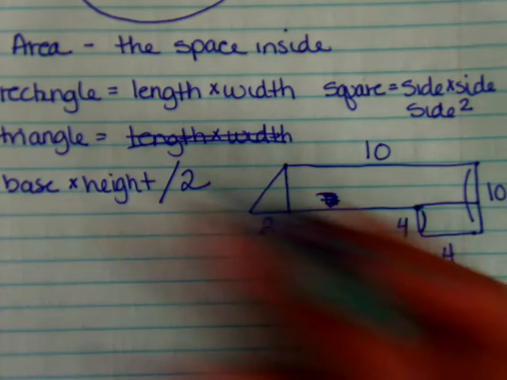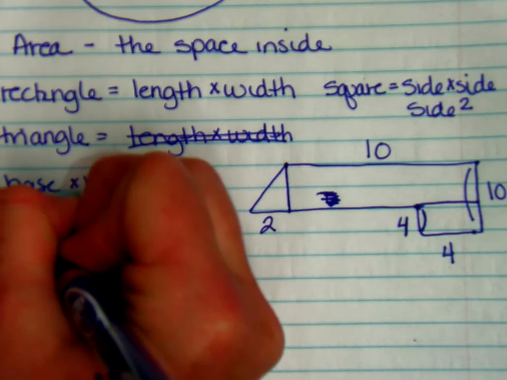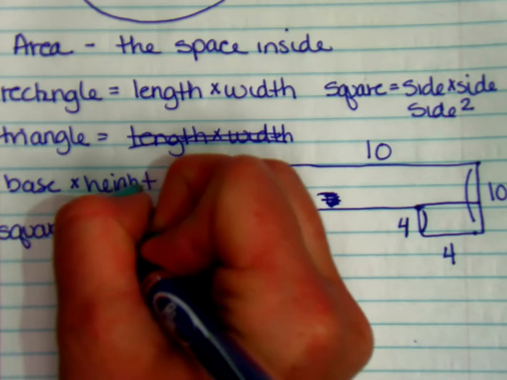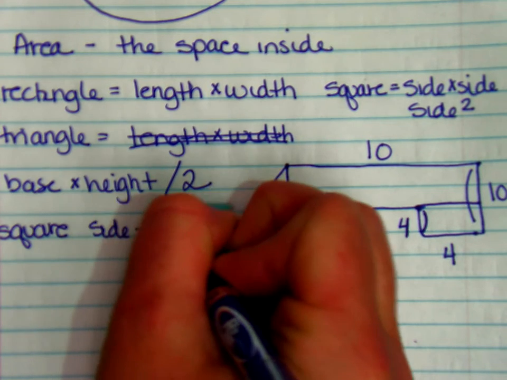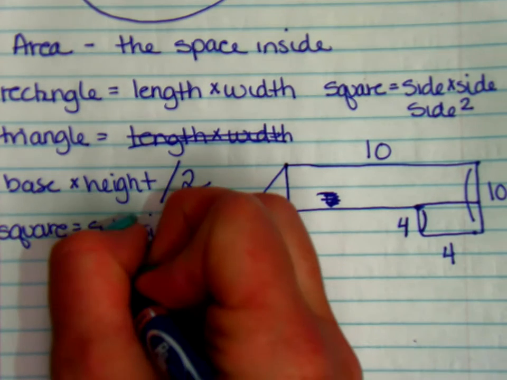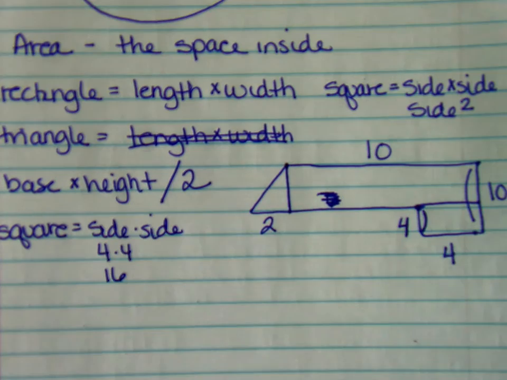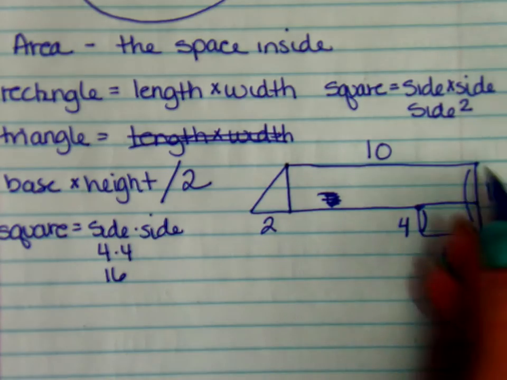All right, so a couple things that we need to know. We have a square here. Well, a square is side times side, right? So it would be 4 times 4, which is 16. So that would be for this one.